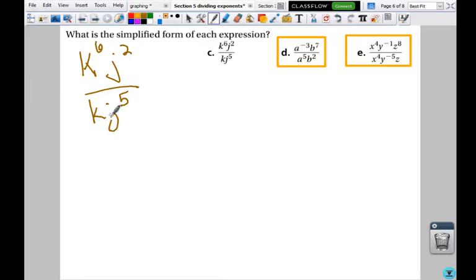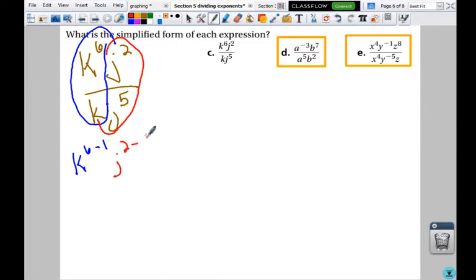Alright. So just like before, we're going to match up the same variables. I don't have any numbers in front to match up, so that doesn't really matter. So I'm going to match up k with k. I'm going to go k to the 6 minus 1. And then I'm going to match up j with j. I'm going to have j to the 2 minus 5. That's a 6. I thought that was an 8. Alright, so I have k to the 5th. Then I got j to the 2 minus 5 is negative 3.